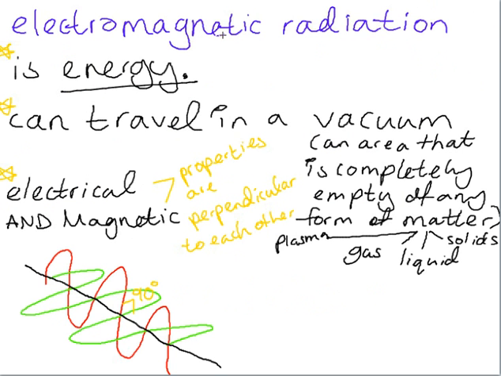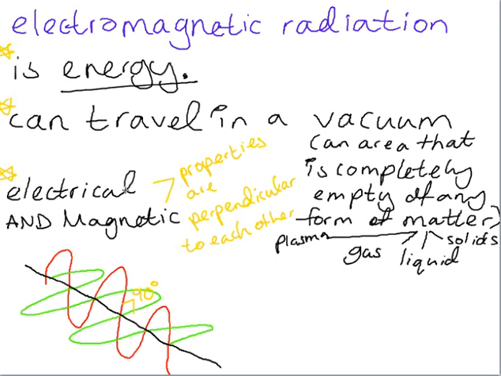So, electromagnetic radiation is energy. And it's a type of energy that can travel in a vacuum. A vacuum, just to recap, is an area that is completely empty of any form of matter, such as plasma, gas, liquid, solids. Okay, so it's that type of energy. And there's many different types of electromagnetic radiation. There's UV, gamma rays, microwave, X-rays, all those types of energies are electromagnetic radiation, including light that we can see. That is electromagnetic radiation.